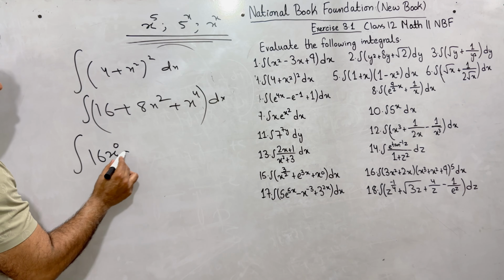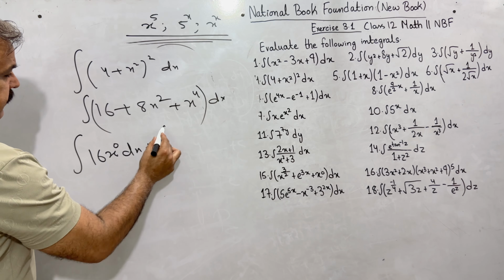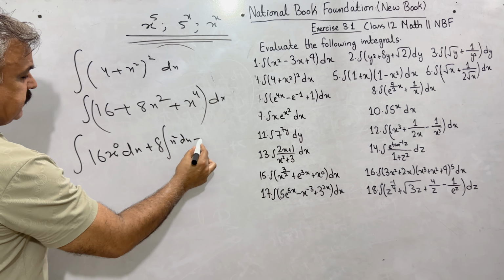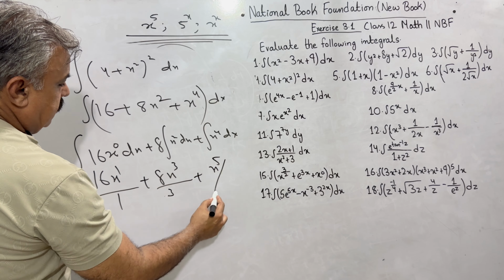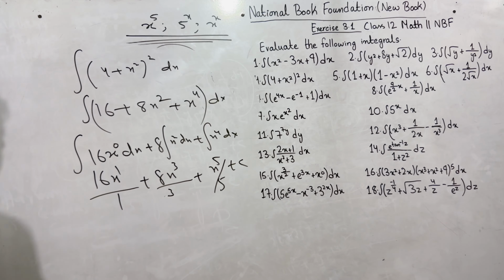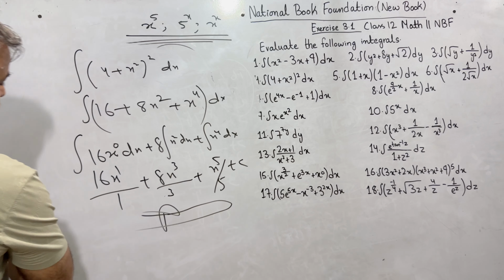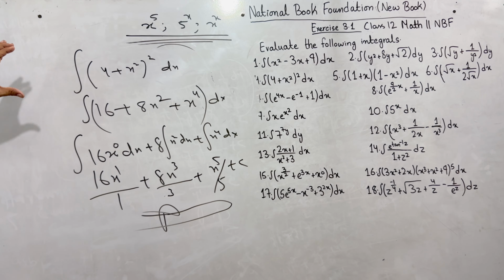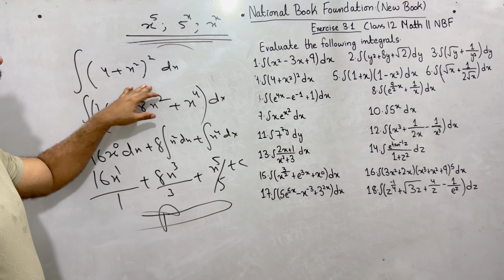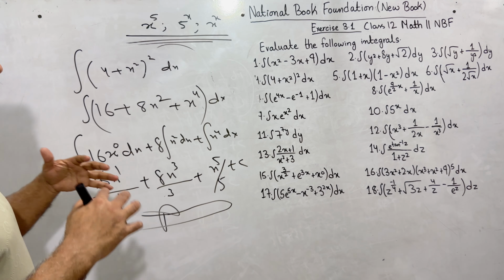Let me manage it by x raised to 0, plus 8 x square dx, plus x4 dx. Add 1 into the power, it will become 16 x over 1, plus 8x cube over 3, plus x raised to 5 over 5 plus c. Nothing has been cancelled out. It's our tiny answer. Simple integration. Look, part 2, 3, we are in a position to calculate. Attempting the next question. It's also simple integration.